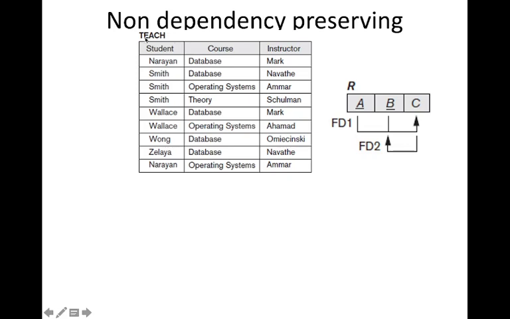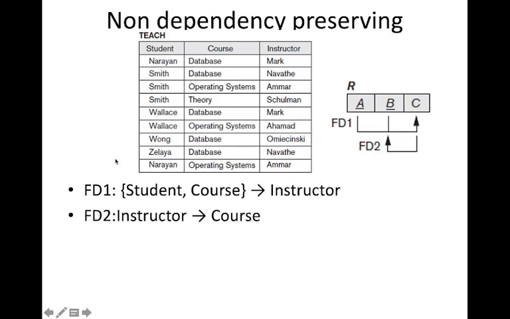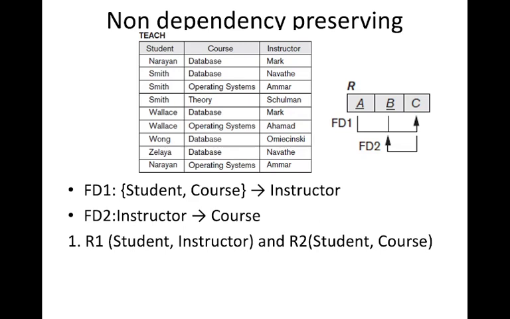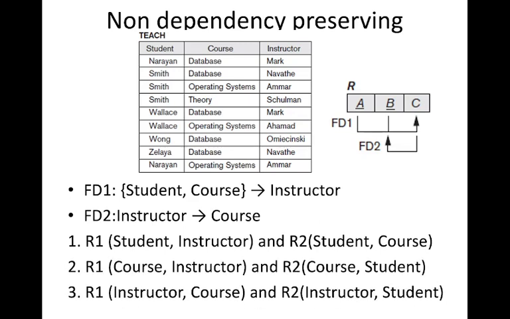Another example: we have already seen the Teach relation. This is the Teach relation, and these two are the functional dependencies. If we try to decompose into BCNF, we can do R1 and R2 like this, or R1 and R2 like this, or R1 and R2 like this.